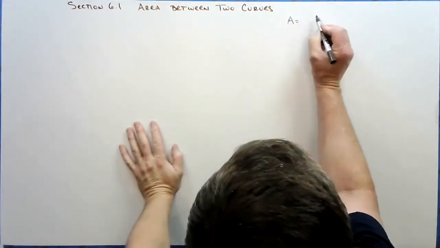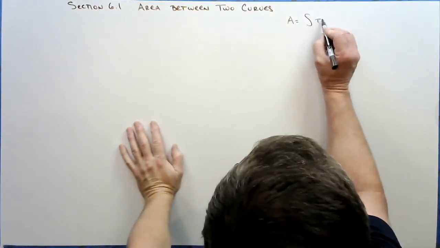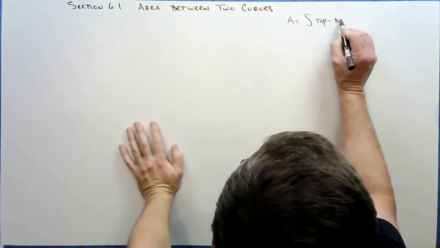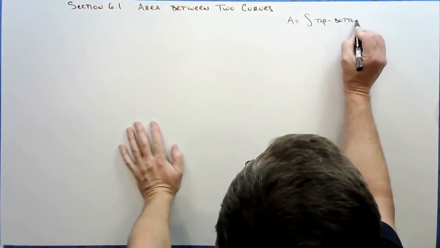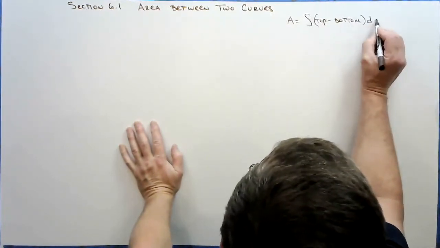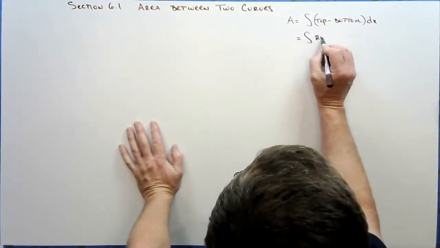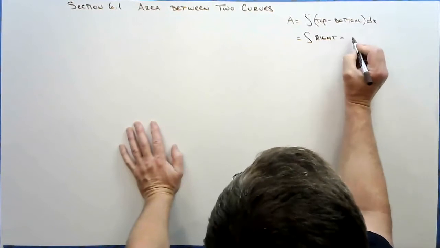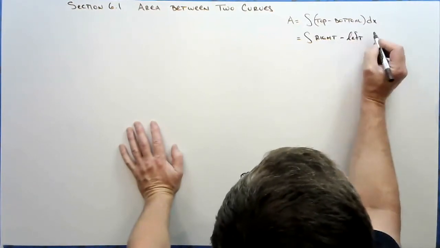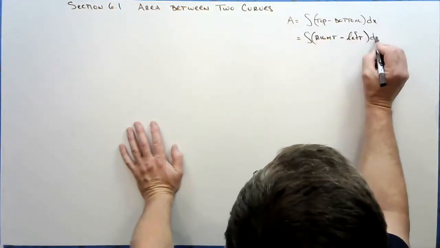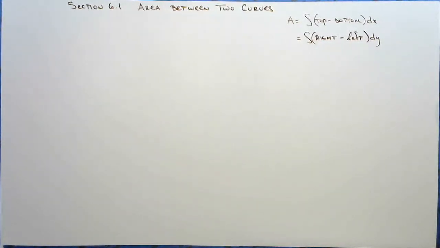The area is going to equal the integral of the top function minus the bottom function if we're integrating with respect to x. Or it might be the integral of the right function minus the left function if we're forced to integrate with respect to y. It's up to us to draw the graphs and determine which of those two is the appropriate choice. So I'll start with number 8.